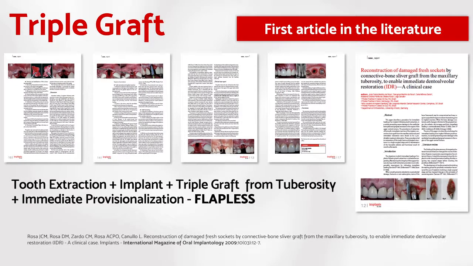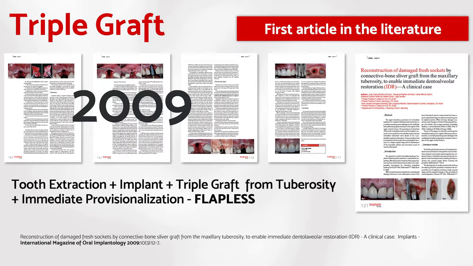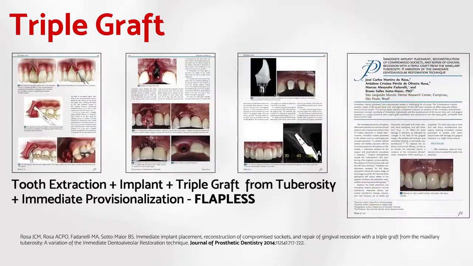And here the first article in the international literature published by my team in 2009. Here for the first time it was written an article that recommended to do it all in one single procedure without opening the flap, doing tooth extraction, implant installation, bone and soft tissue graft using triple graft from tuberosity plus immediate provisionalization. Everything solved in one single procedure. Here another article that was published in 2014 at the Journal of Prosthetic Dentistry.